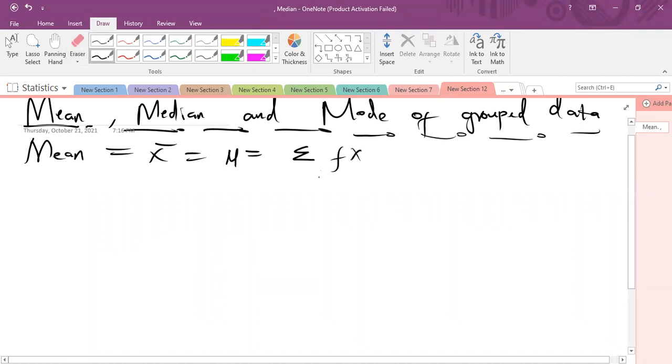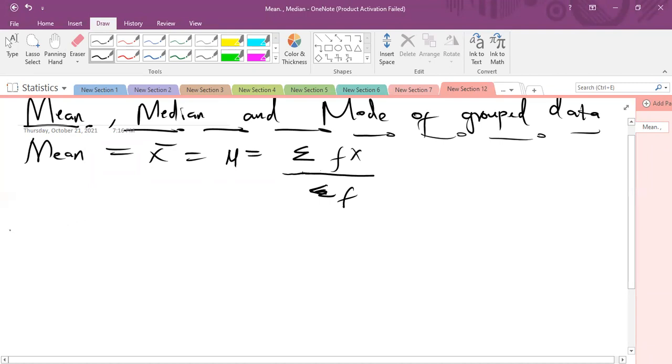Summation Fx over summation F. Summation basically entails you adding all the values of the Fx. Now, remember, this is grouped data, so x at this particular point will be representing the midpoint. Let's see how exactly we go about that.